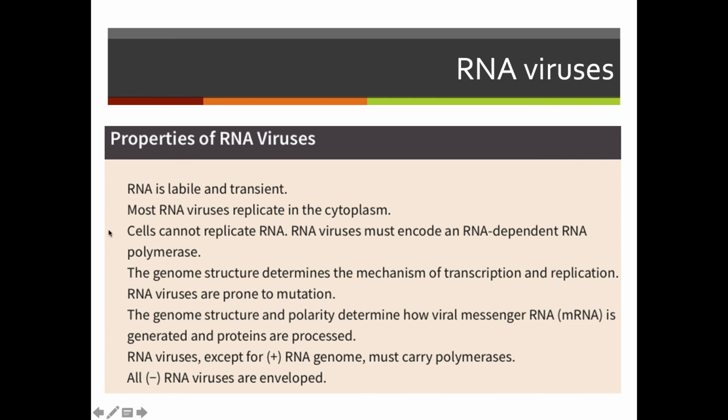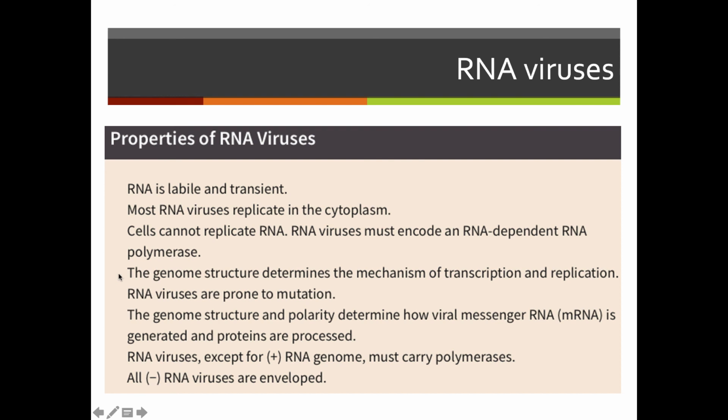And so here's the trick. RNA-based viruses have to encode their own RNA-dependent RNA polymerase. Eukaryotic cells have no mechanism to use RNA to make a copy of RNA. We only can use DNA to make RNA. And then we use the RNA to make proteins. We have no mechanism to make RNA from RNA. So RNA viruses have to encode their own RNA-dependent RNA polymerase to allow for replication of their genome.